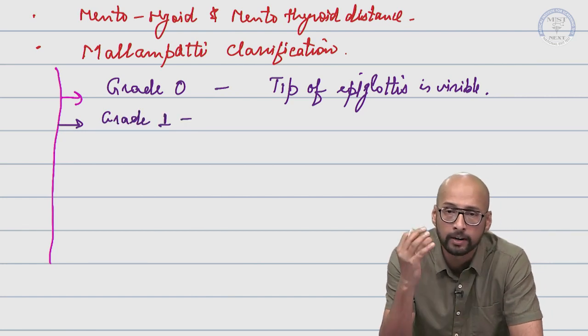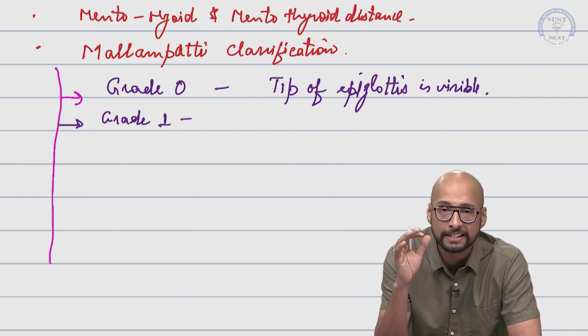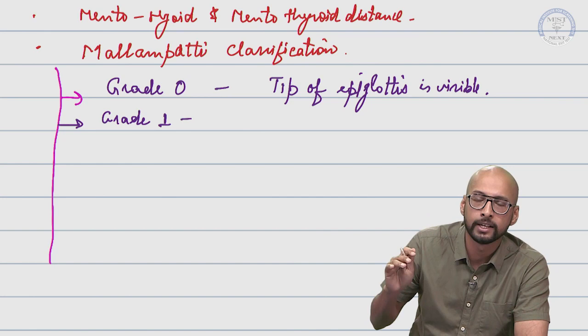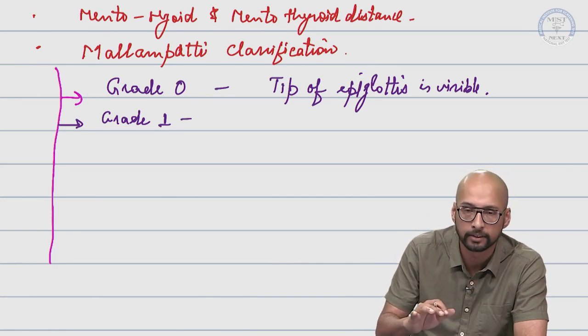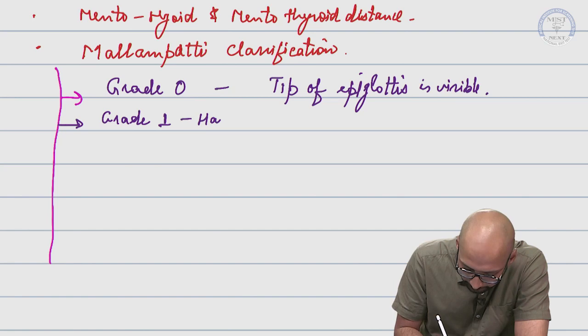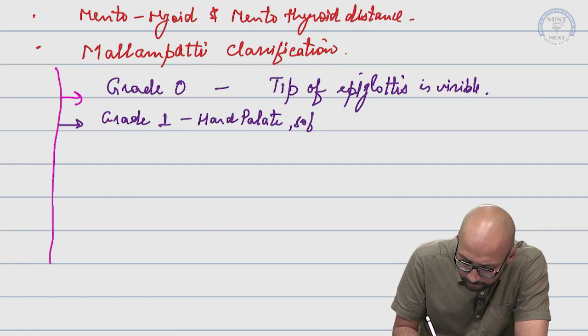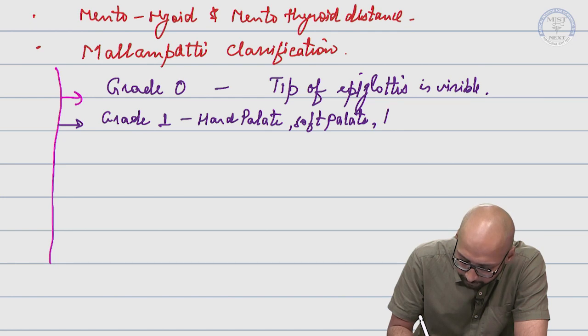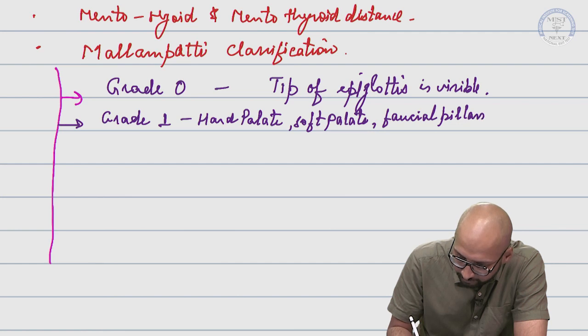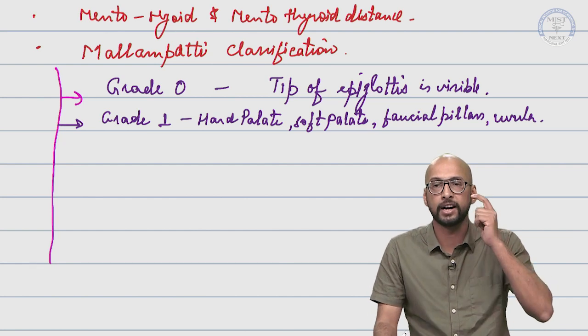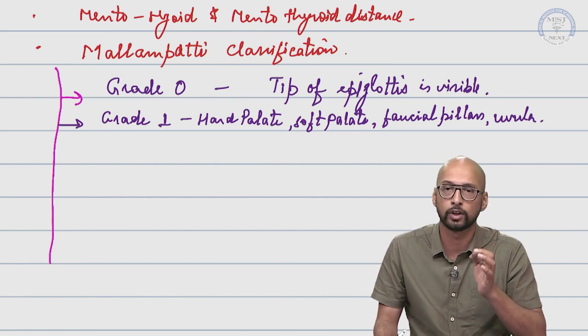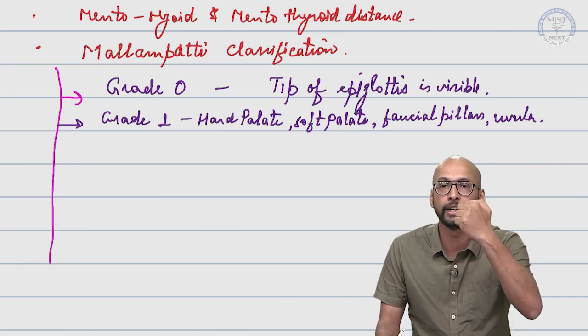Starting from the front of the mouth, first of all we see the hard palate. So hard palate is going to be visible in all the grades, right? Second, we move on to the soft palate. After hard palate comes soft palate. Then it is the fauceal pillars. And finally, the uvula. So in grade 1, we can see, starting from the front of the mouth, hard palate, soft palate, then fauceal pillars and the uvula.